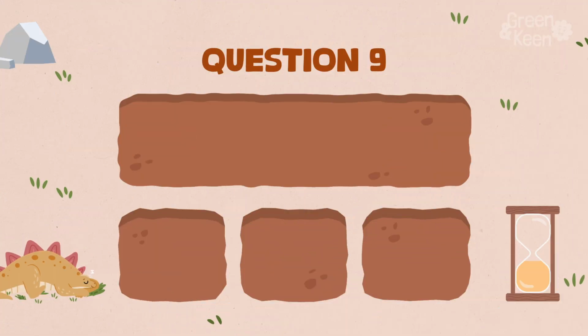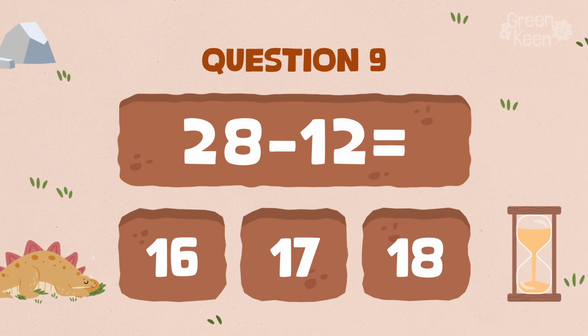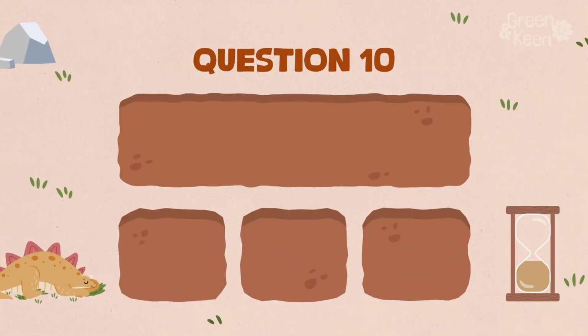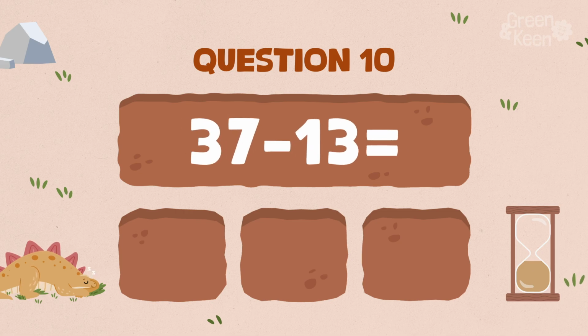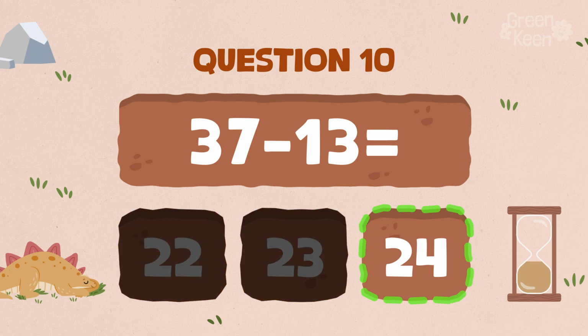Question number 9. 28 minus 12 equals... The answer is 16. Question number 10. 37 minus 13 equals... The answer is 24.